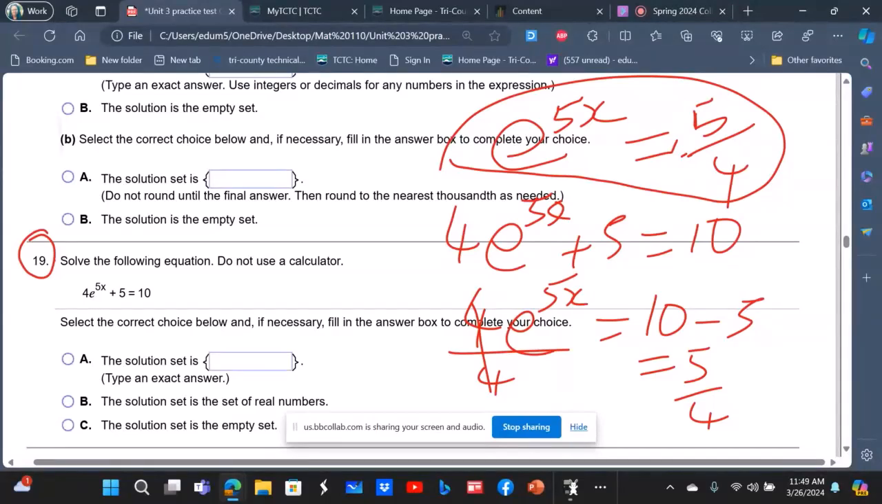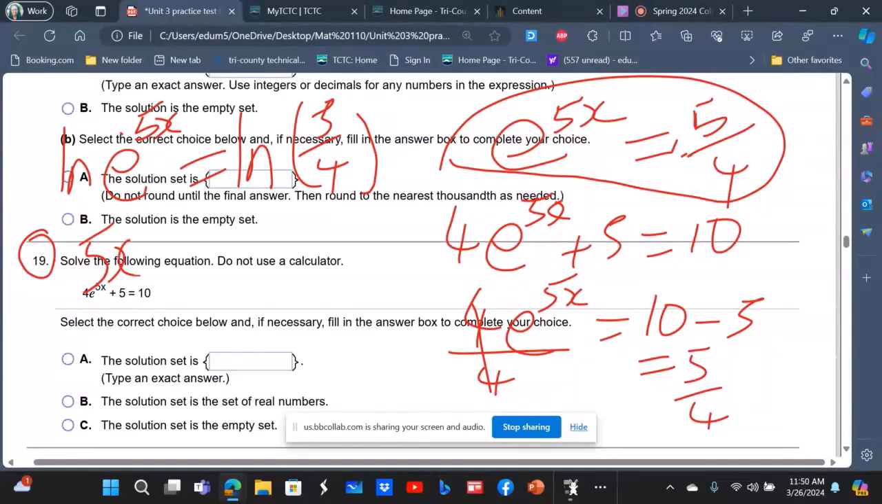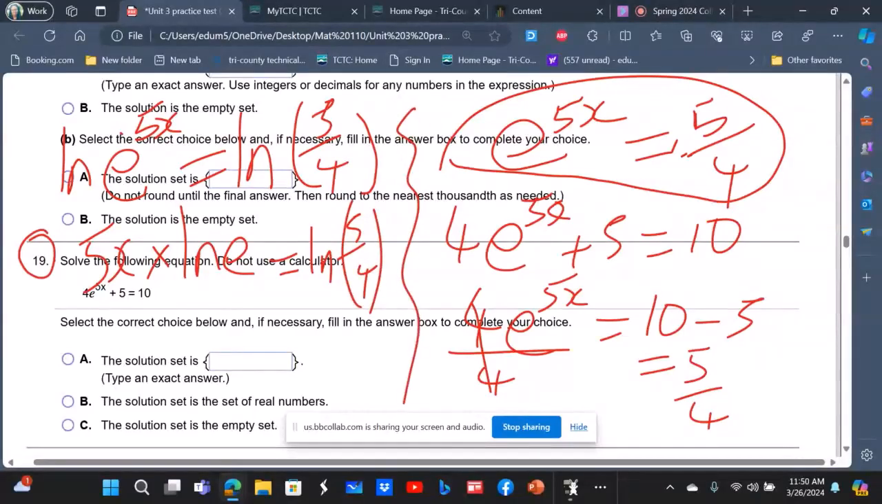So natural log of e to the power 5x is equal to natural log of 5 over 4. The essence of doing that is so that we can solve the equation. Okay, the exponent is a coefficient in logarithm. So 5x multiplied by natural log of e is equal to natural log of 5 over 4 on the right-hand side. But natural log of e is 1.